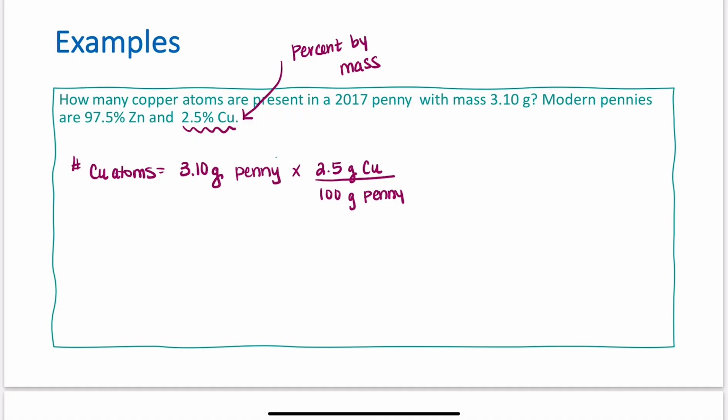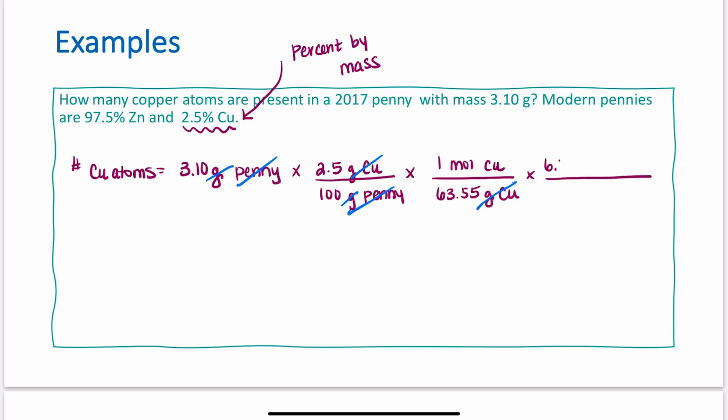This conversion here, though, gets me out of pennies, out of grams of pennies into grams of copper. And so this shows me how much of that actual 3.10 gram of the whole penny is just due to the copper. Now I've got grams of copper, I can go to moles of copper. 1 mole of copper weighs 63.55 grams. And again, that is from the periodic table. That gets rid of my grams of copper. I've got moles of copper.